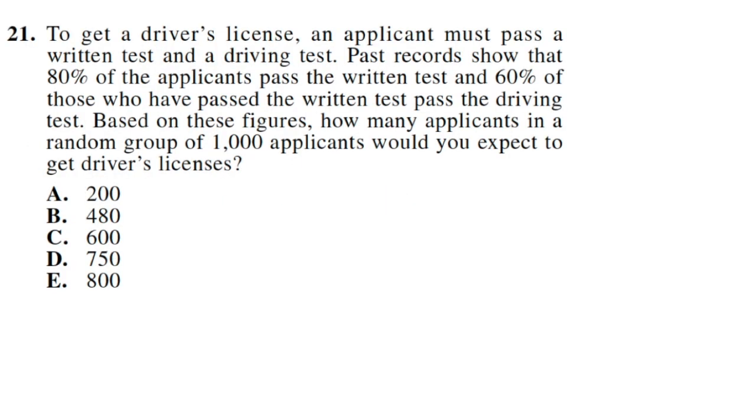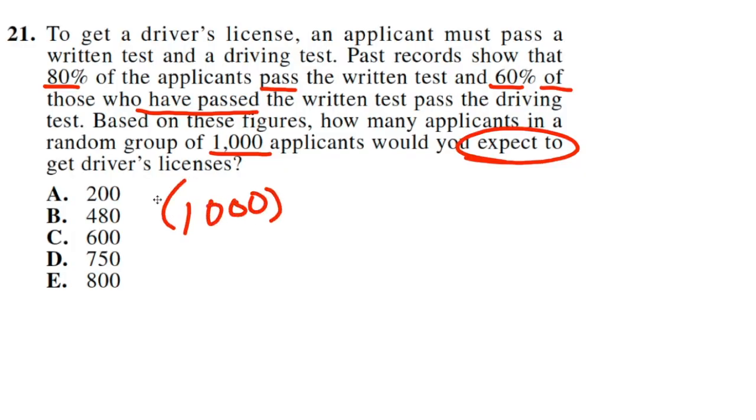To get a driver's license, an applicant must pass a written test and a driving test. Past records show that 80% of the applicants pass the written test, and 60% of those who passed the written test passed the driving test. Based on these figures, how many applicants in a random group of 1,000 applicants would you expect to get a driver's license? Notice how I underline. This is called active reading. I'm getting the numbers and the key math words.